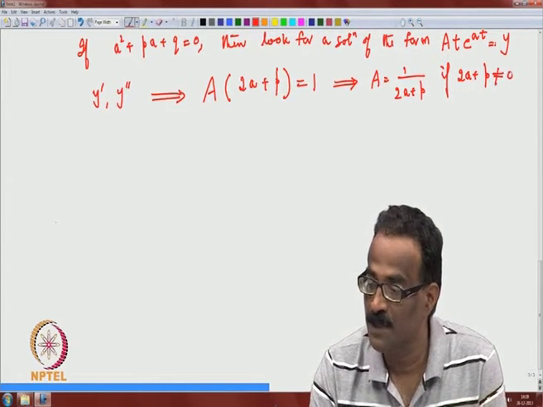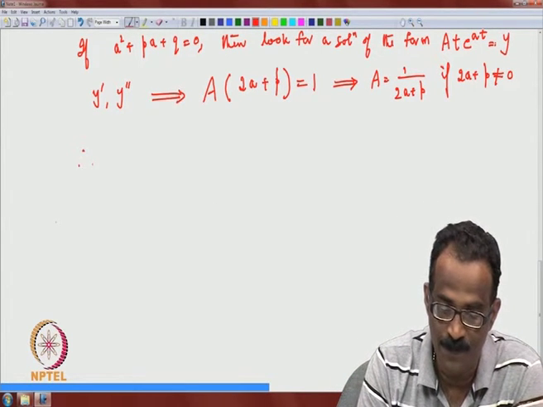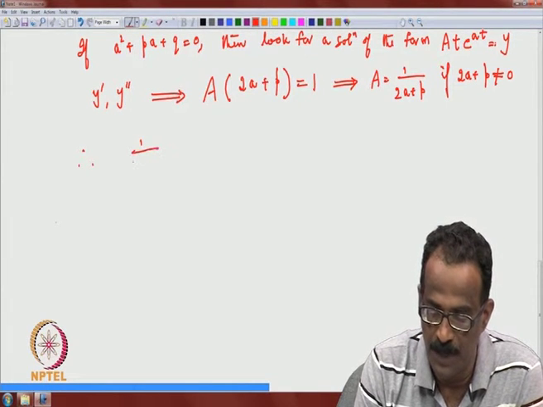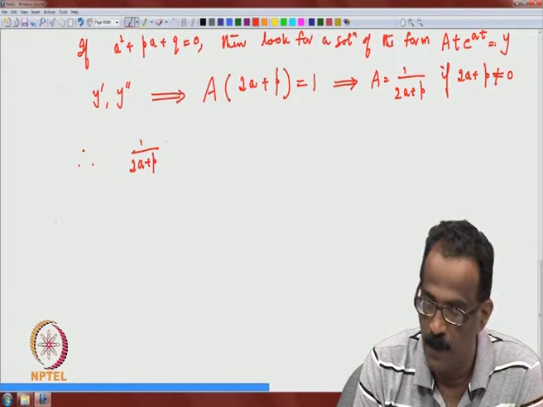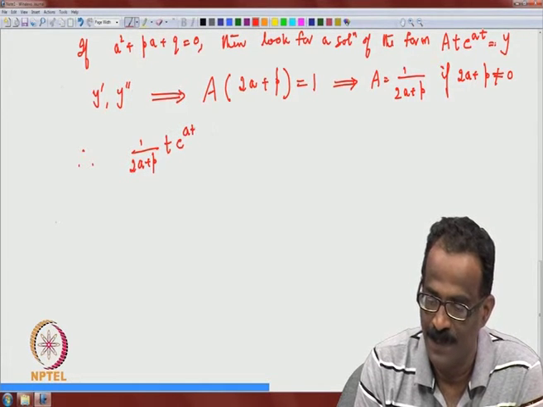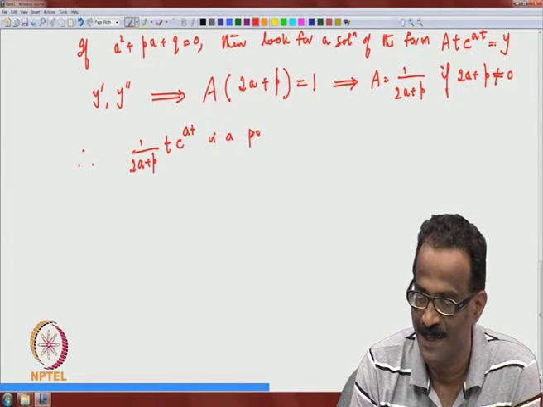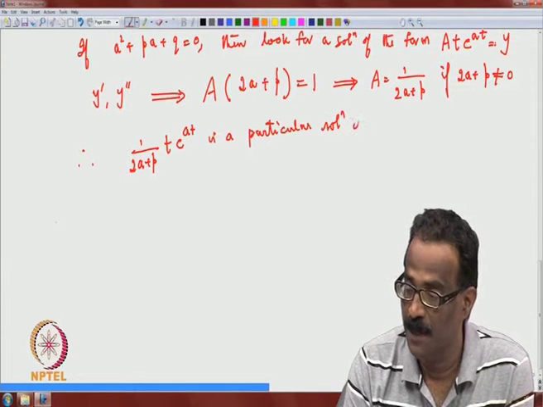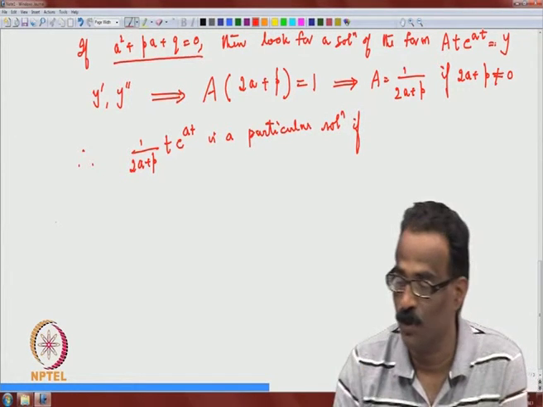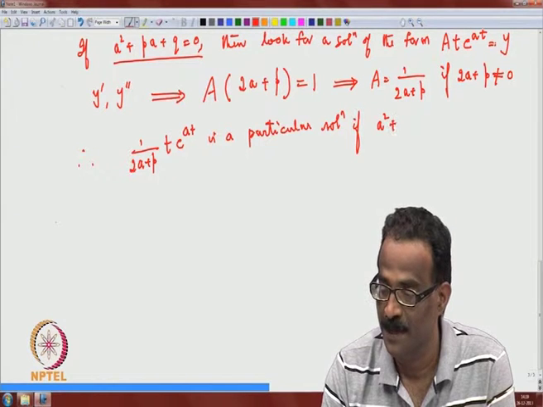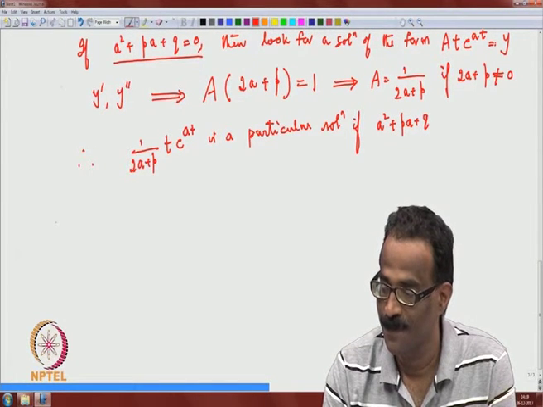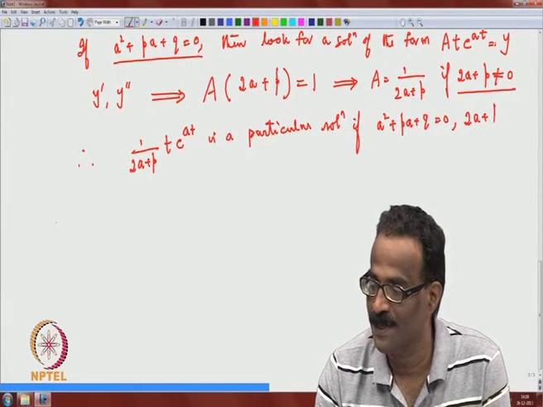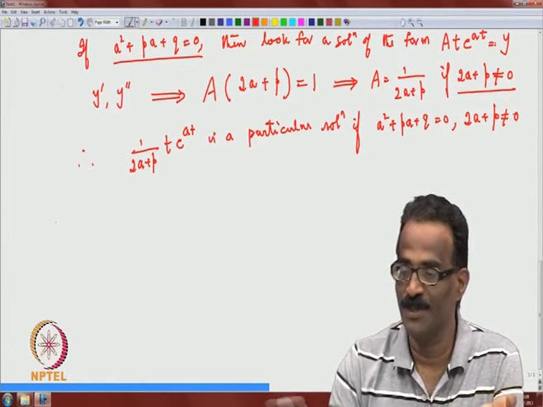So, you see first you got a solution, therefore c equal to 1 by 2a plus p into t e power a t is a particular solution. In this particular case, okay, particular solution, if this has to be 0, with that condition you are getting it, but you need a non-zero condition in that case. So, now what happens if both are 0?